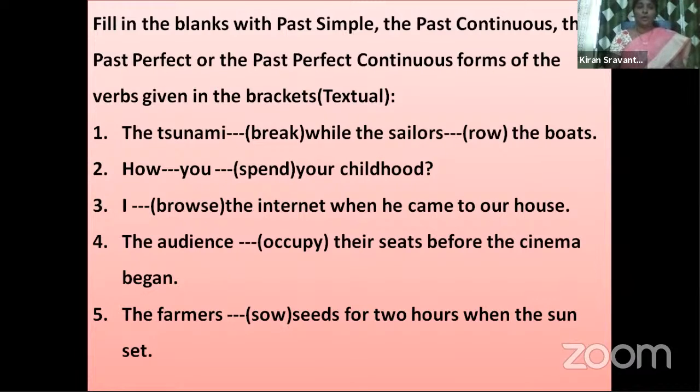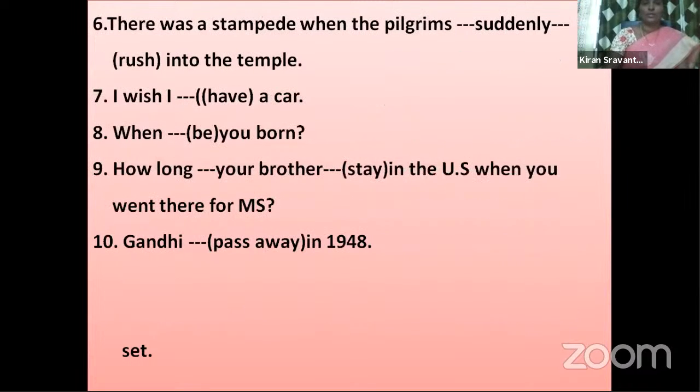Then the farmers, dash, sow seeds for 2 hours when the sun set. Then again, for 2 hours. So the farmers had been sowing seeds for 2 hours when the sun set. The sunset refers to a past simple action. So the farmers had been sowing the seeds.